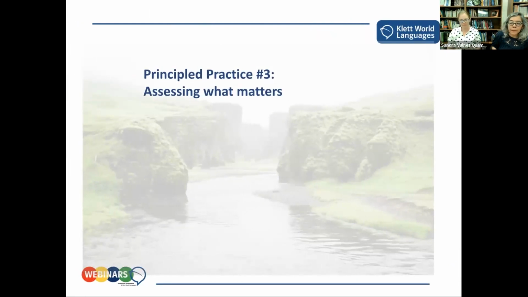So principled practice number 3 is assessing what matters. And here we're still developing our practices, but I think Sandy and I have reached this conclusion. We need to assess what matters. And I know that sometimes assessment translates into grading, right? And to giving a grade or to correcting errors.